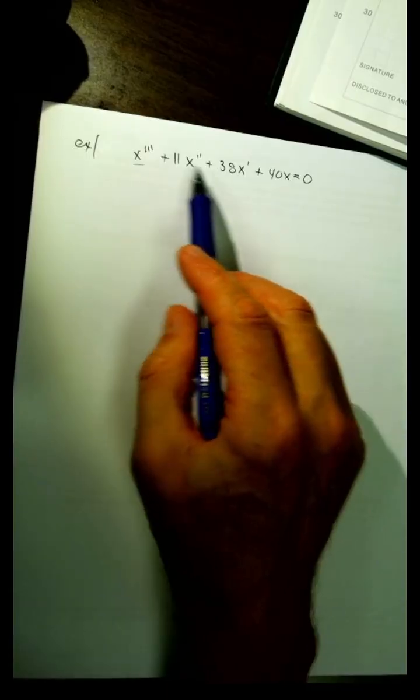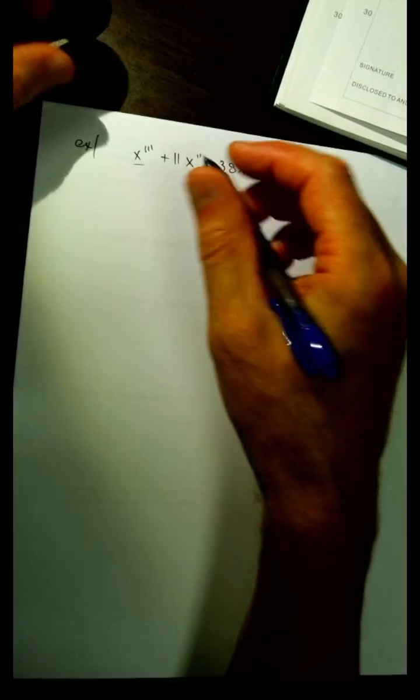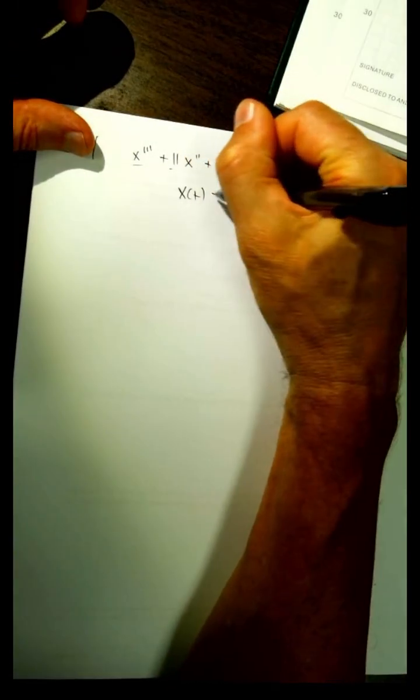Suppose I'm given this differential equation: x triple prime plus 11x double prime plus 38x prime plus 40x equals 0. It's third order because of that. It's linear because the x's are by themselves, and it's constant coefficient because in front of each term is a constant, and it's homogeneous because that's set to 0. Because of all of those things, I'm going to make a guess. If this guess works, then I'm done. If it doesn't work, I'm not done.